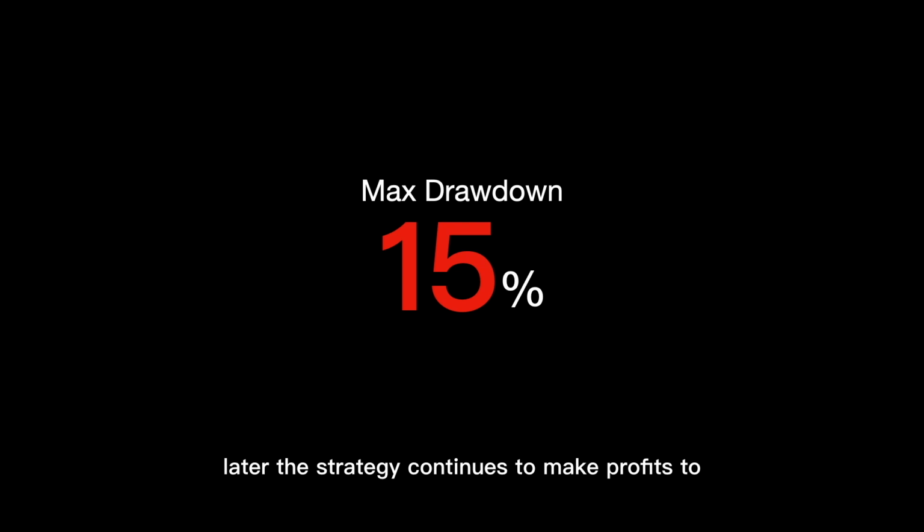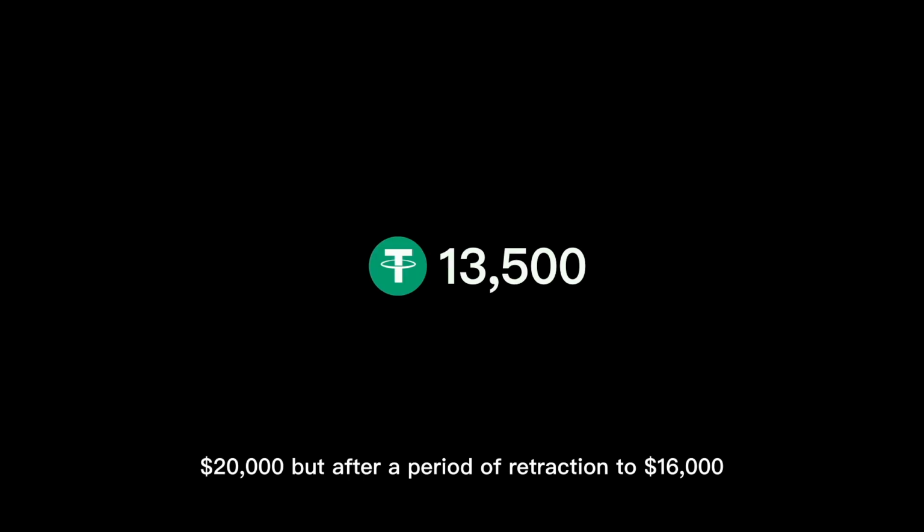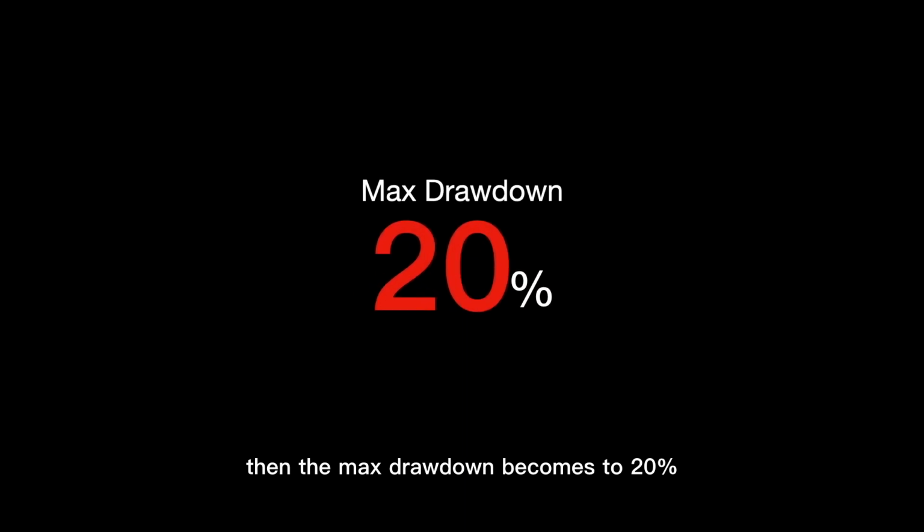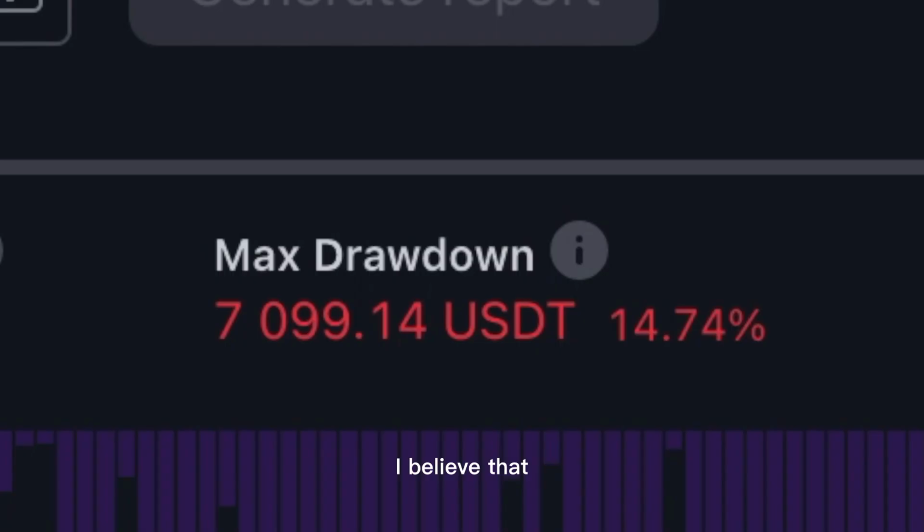Later, the strategy continues to make profits to $20,000, but after a period of retraction to $16,000, then the max drawdown becomes 20%. I believe that this explanation is easy enough for you to understand, and you will know why it is the most important parameter. Generally speaking, no more than 20% is a good level of drawdown. Also, in the case of average, for example, a max drawdown of no more than 15% is a very extraordinary level of drawdown.